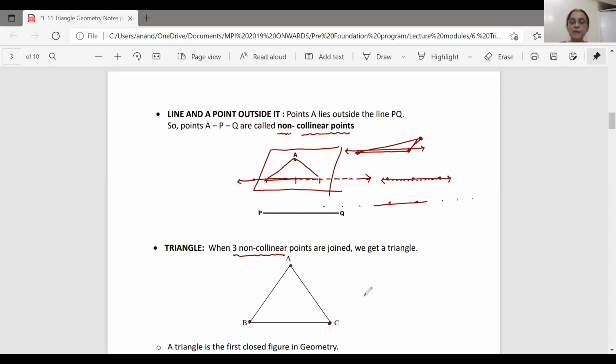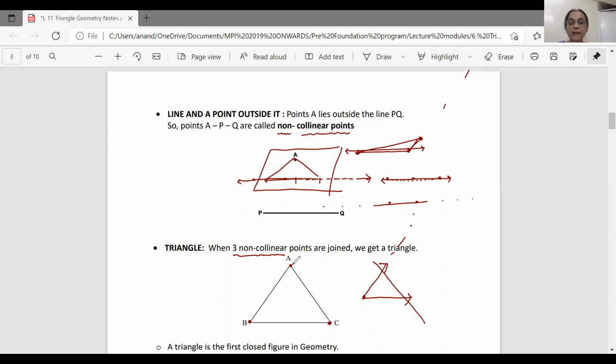See what was happening with the angle? I could extend the angle as much as I want. There is no limit. I can take this here, I can take this here. I can take the line anywhere. But I will not be able to close this figure. So angle is an open figure. It is not a closed figure. It has only 2 arms. If I want to close it, I will need a third arm.